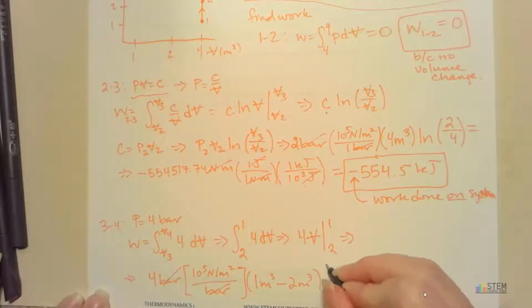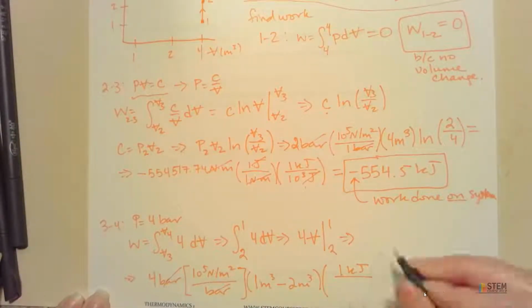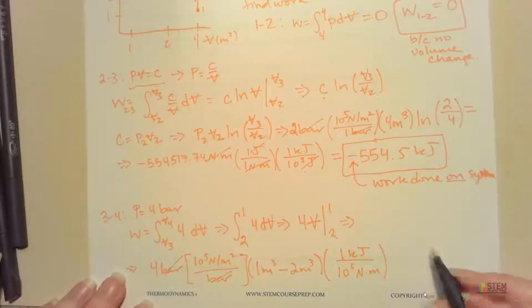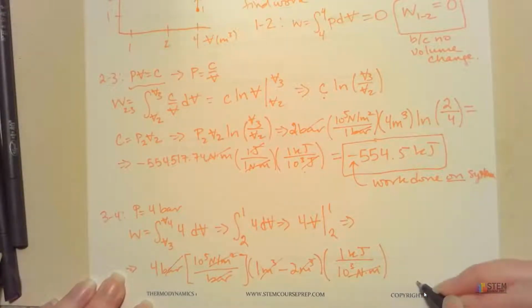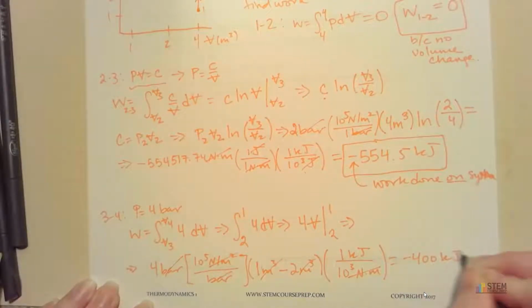So now we need to convert from Newton meter to kilojoules. So it's 1 kilojoule per 10 to the 3 Newton meters. Okay, so this is going to get rid of all of these units, and we'll leave you with kilojoules. You're going to get negative 400 kilojoules.